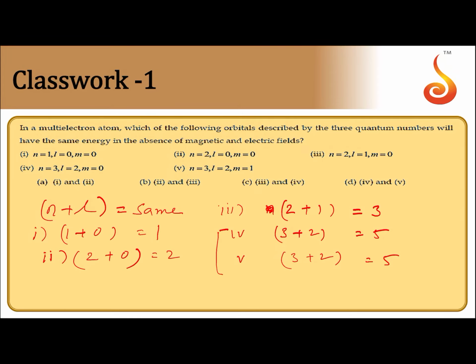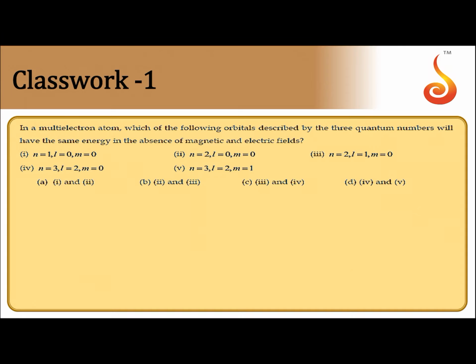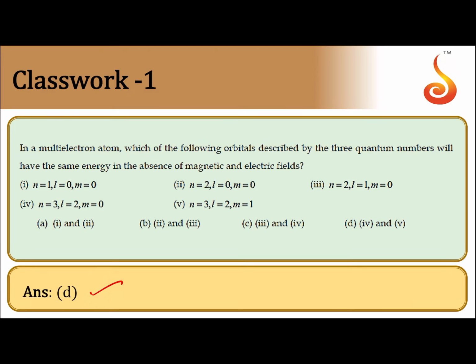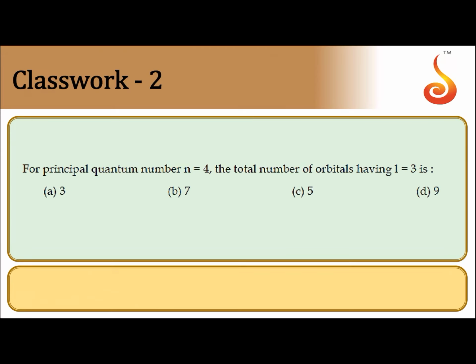So in the fourth and fifth cases, the values of n plus L are the same. That implies those two orbitals will have the same amount of energy. So the energy of the orbitals is decided by n plus L values. Therefore, the option is D in this case.